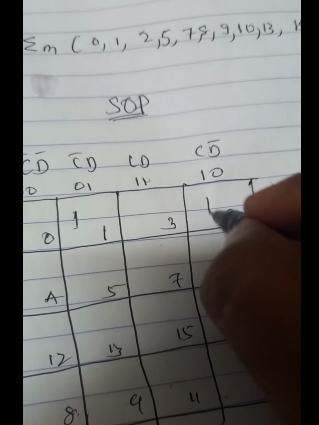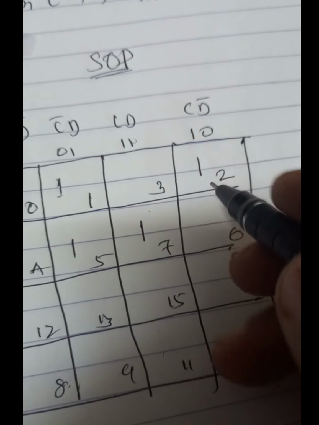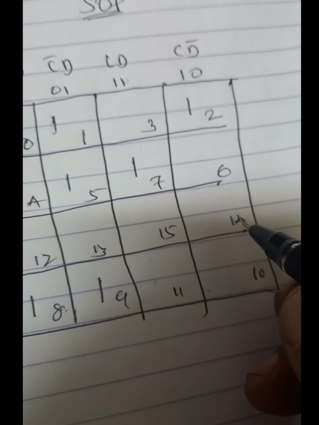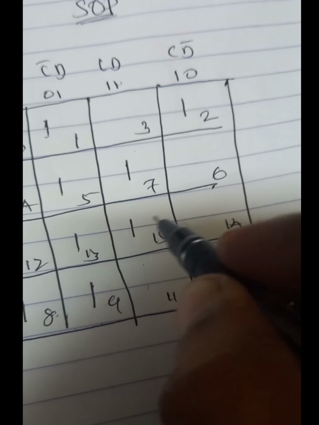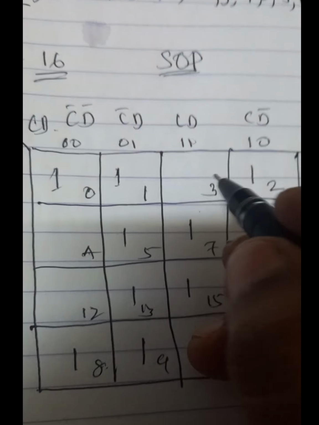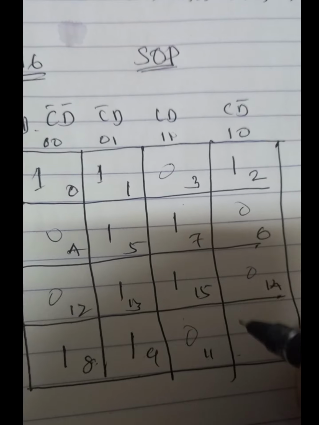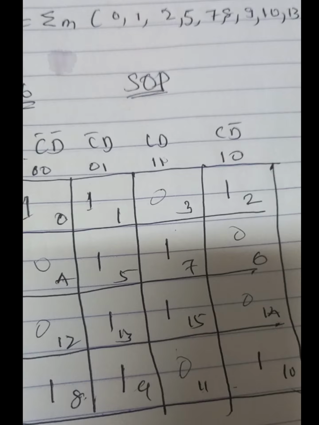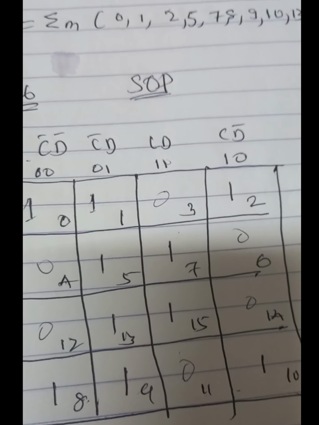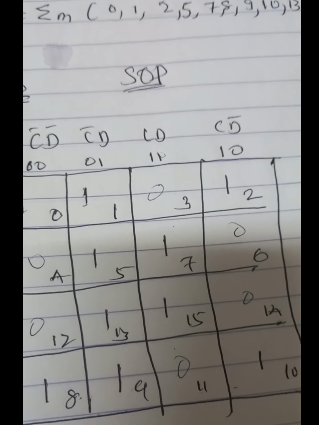So I'll be putting the 1 here, and next 2 is also 1. 5 is 1 here, and 7 is 1 here, and 8 is 1, and 9 is also 1. Put the 1. And 10 is 1, and 13 is 1, and also 15 is 1. The remaining cells are filled with 0. 0 is the default because it's the SOP form. If any cell is not mentioned in the min terms, those cells will be filled with 0. Other cells having the min terms can be filled with 1.